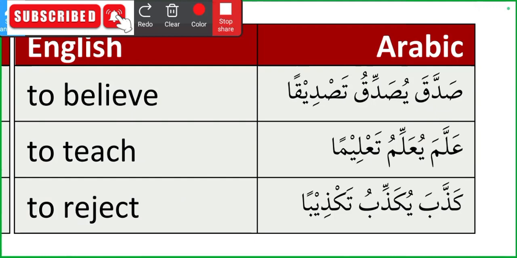No, this is not فعل مضارع. This is اسم الفاعل. مصدق مصدقان مصدقون مصدقة مصدقتان مصدقات. Okay, once again. مصدق مصدقان مصدقون مصدقة مصدقتان مصدقات.